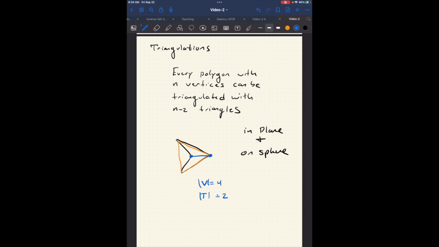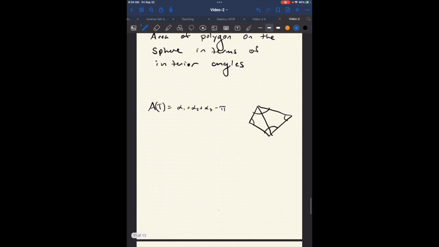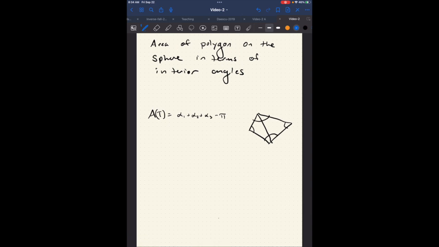But this also works on the sphere. And so to get our formula for the area of a polygon on the sphere in terms of these interior angles, we can just decompose our polygon into triangles and sum up the area of our triangles. Yes, some of our angles will be split, but the total sum of the angle will appear in some triangle, and that's okay. So the area of our polygon is going to be the sum of the areas of our triangles. And we know we have n minus 2 triangles.